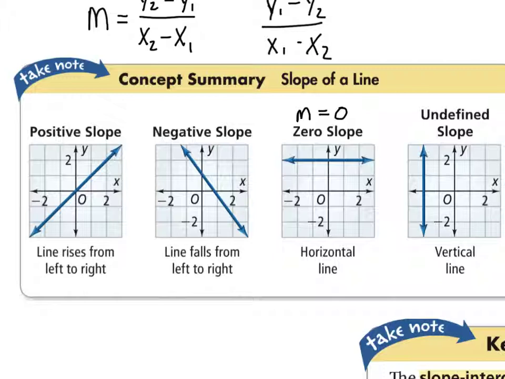Now, a vertical line, I like to think of that as being so steep we can't comprehend it. So that's where that undefined slope comes into play. That's when you're dividing by 0. You get undefined slope. Okay? Questions on the 4 types of slope? No. I'm hoping all this is review from Algebra 1.